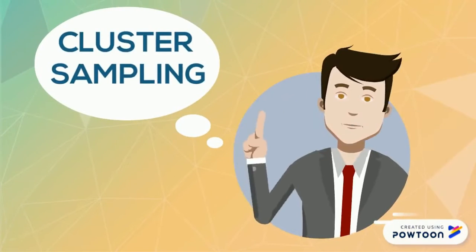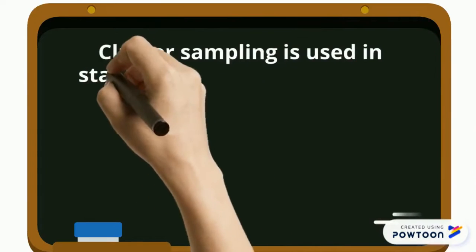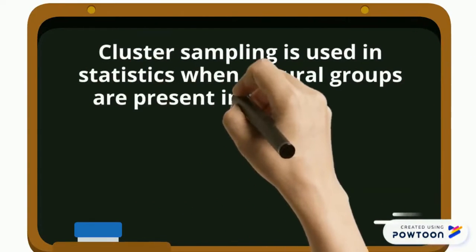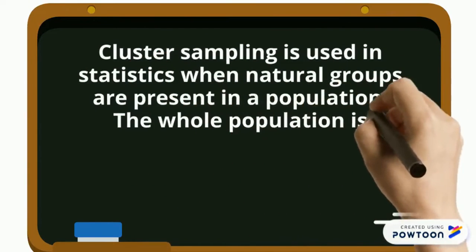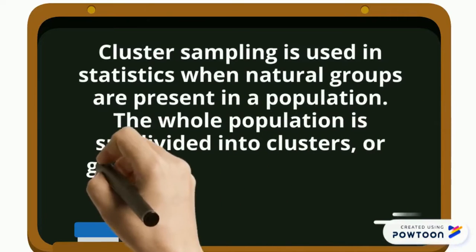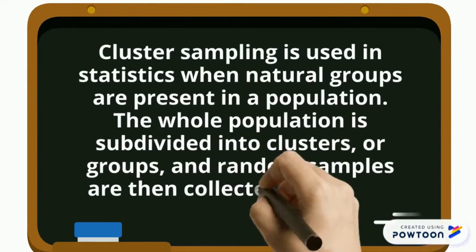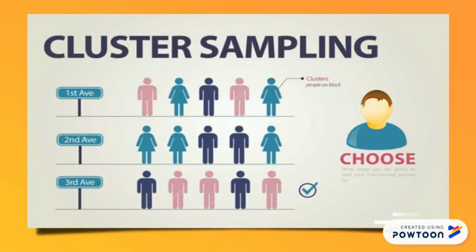Cluster sampling. Cluster sampling is used in statistics when natural groups are present in a population. The whole population is subdivided into clusters or groups, and random samples are then collected from each group. Here's an example of cluster sampling. A researcher wants to survey academic performance of high school students in Manila. He can divide the entire population into different clusters, then the researcher selects a number of clusters depending on his research through simple or systematic random sampling.